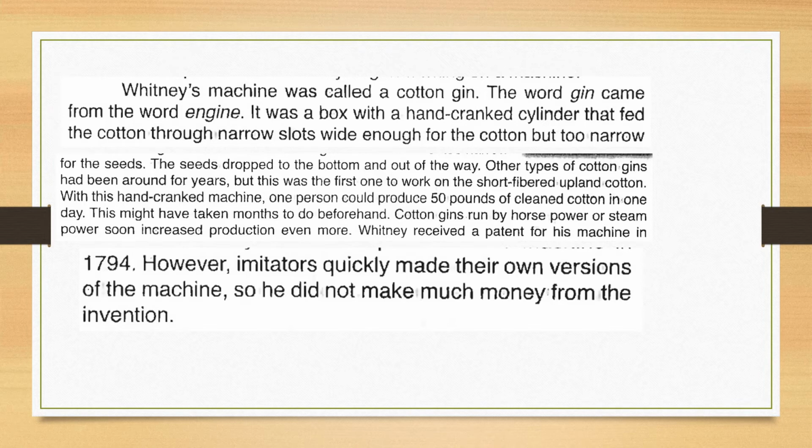Other types of cotton gins had been around for years, but this was the first one to work on the short fiber upland cotton. With this hand-crank machine, one person could produce 50 pounds of clean cotton in one day. This might have taken months to do beforehand. Cotton gins, run by horsepower or steam power, soon increased production even more. Whitney received a patent for his machine in 1794. However, imitators quickly made their own versions of the machine, so he did not make much money from the invention.